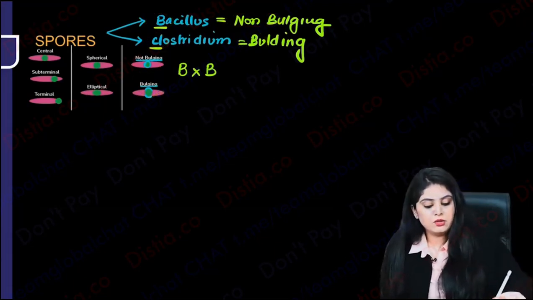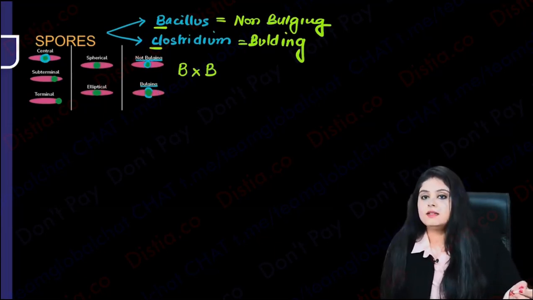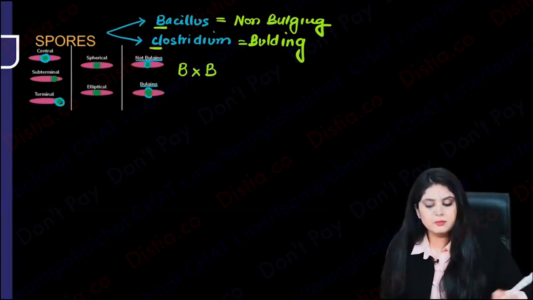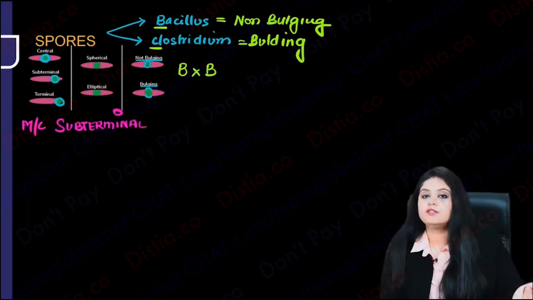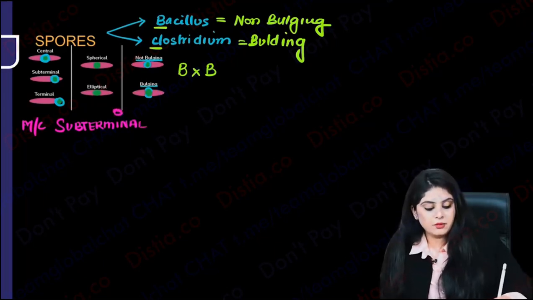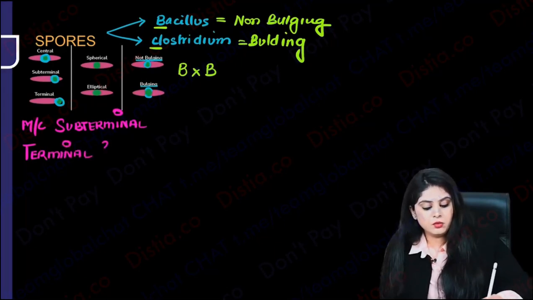Next, you will ask me the location. So if you look carefully, either they are right in the center of the bacteria, or they are right at the terminal of the bacteria, or they are just before the terminal. So please note, most common location is going to be subterminal. Most common location is going to be subterminal. However, you will tell me that where all do I see terminal spores? And this is a very easy way of learning it.